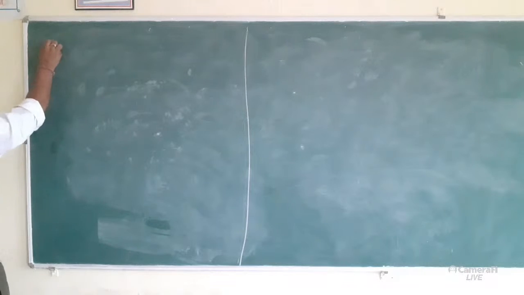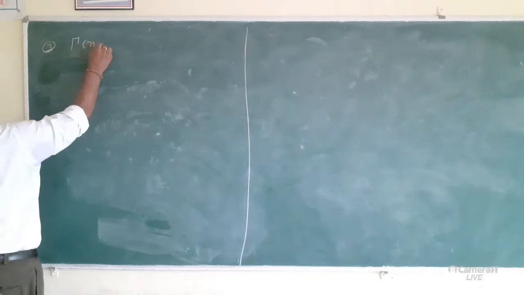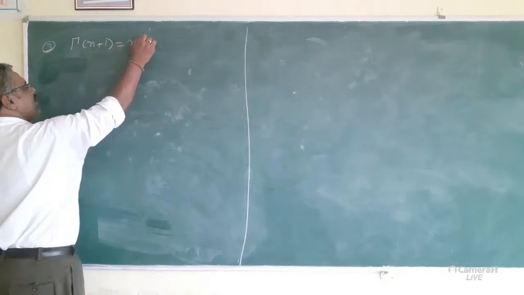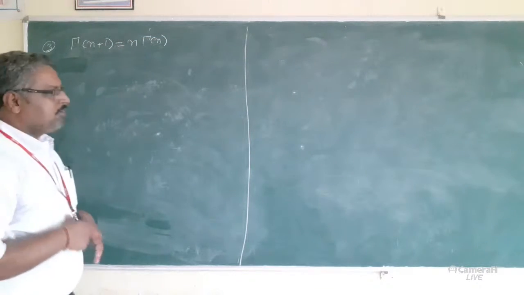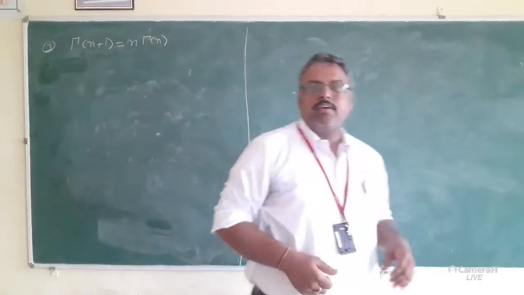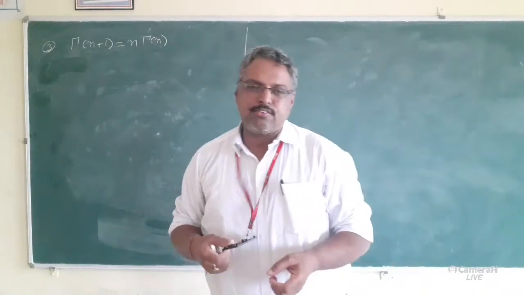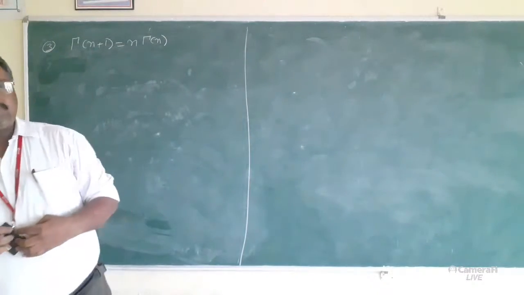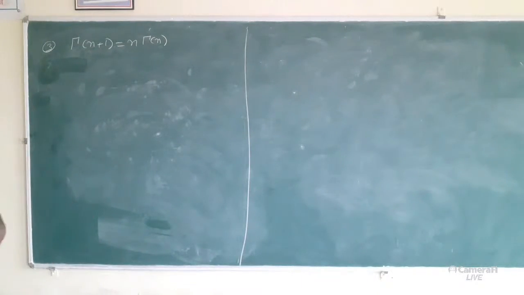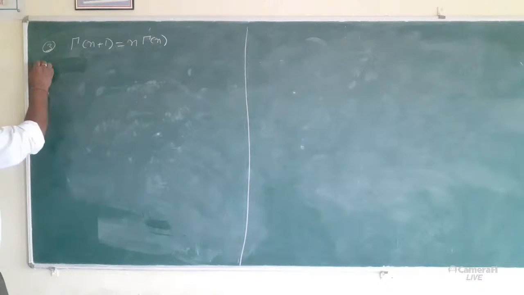Now third property, gamma n plus 1 equals n into gamma n. So now we will prove this result. Already we applied the same formula in Laplace transforms. Okay. Now what is the property? Gamma n plus 1 equals n into gamma n. Now we will prove this result.